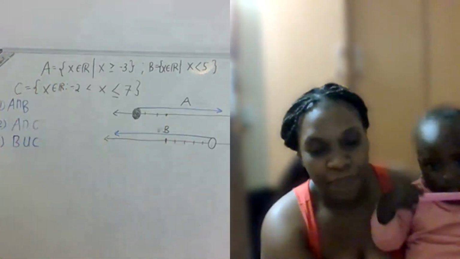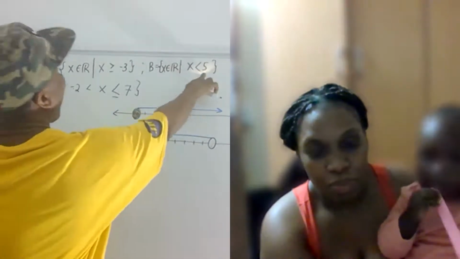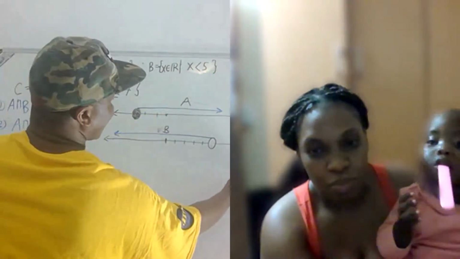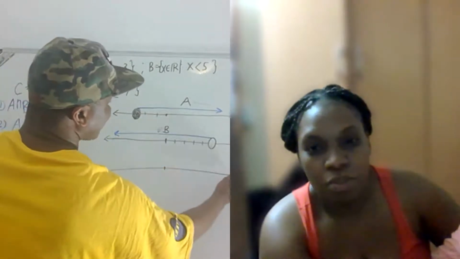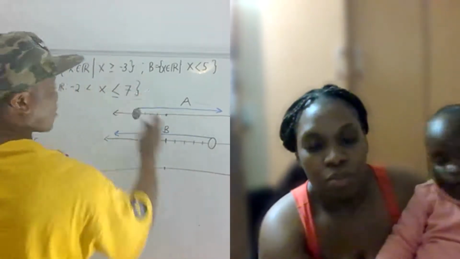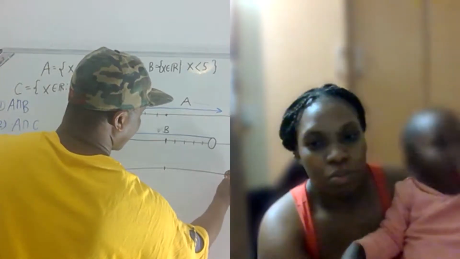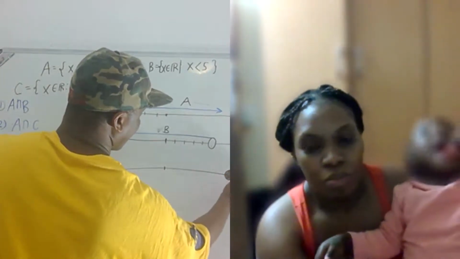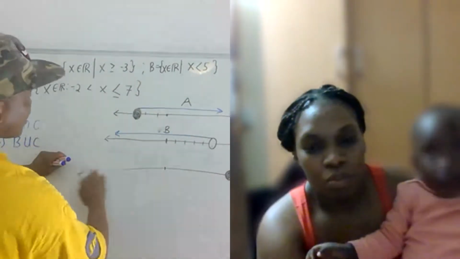Now for C, it's going to start from negative 2 to 7. Remember this is 5, so 7 is going to be somewhere here. This is our 0, we know. And this is including, all the way to negative 2.